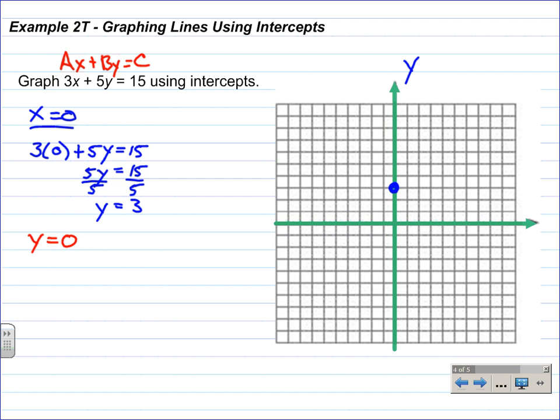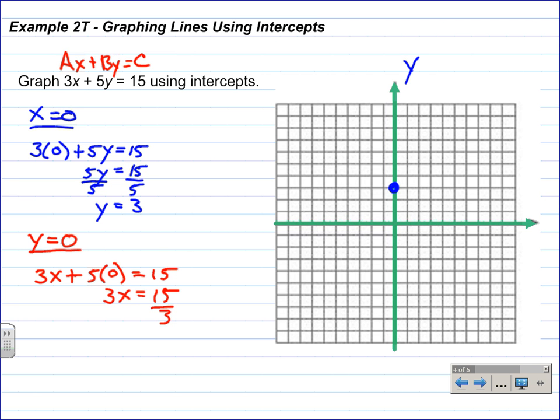We find the x-intercept by setting y equal to 0. So we take the original equation and we substitute 0 in for y. That'll give us 3x plus 5 times 0 equal to 15. 5 times 0 becomes 0. Add that to 3x. That gives us 3x. And the equation simplifies to 3x is equal to 15.